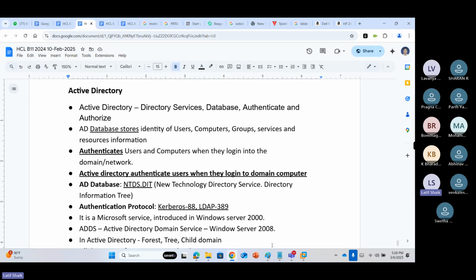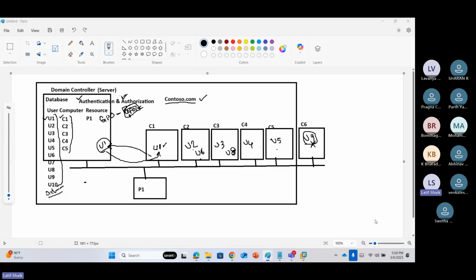So where is our picture? Here it is. As I said, this is a domain controller. It is a server. And how it becomes a domain controller, that is important. So how does it become a domain controller? Operating system wise, it is a Windows server.